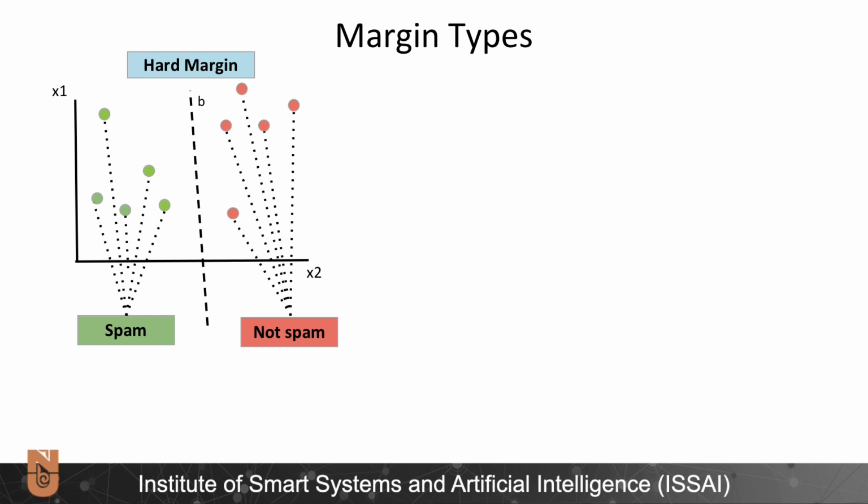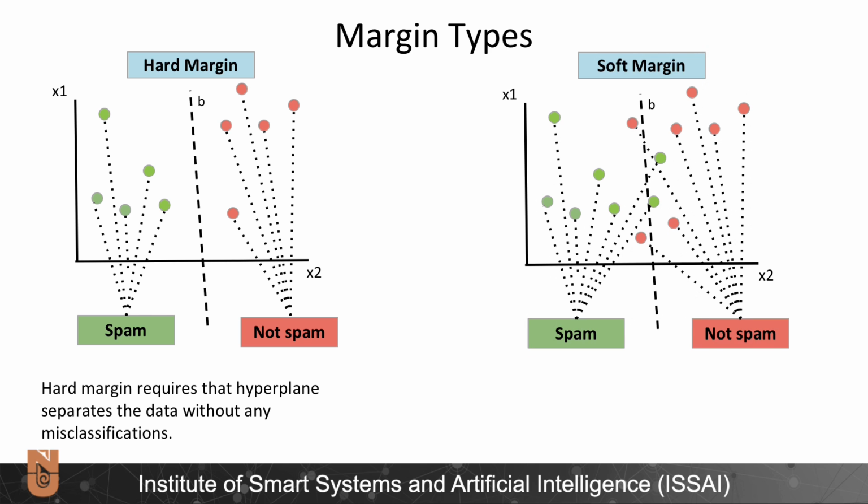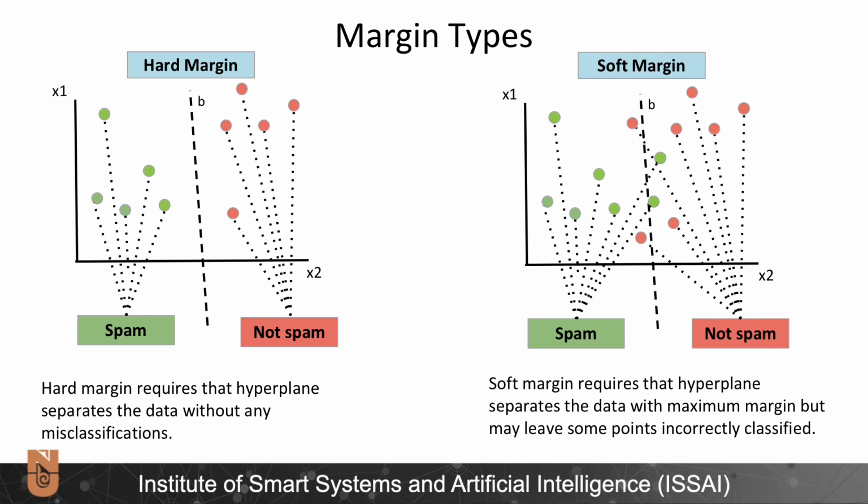There are two types of SVM margins, hard and soft. Hard margin requires that the hyperplane divides the data points into correct classes without any errors. While soft margin requires that the hyperplane separates data with maximum margin, but it may leave some points incorrectly classified.